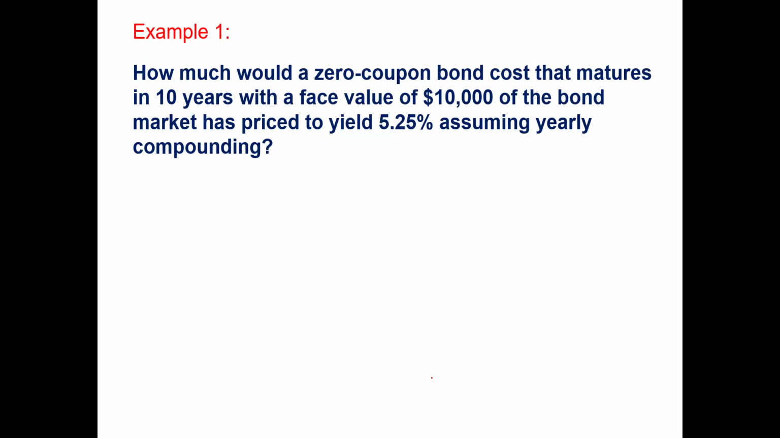Now let's take a look at this example here. As I mentioned, we are using the compound interest formula, A equals P times (1 + r/n) to the power nt. We are using this to find the present value of this bond price. So we're looking for P, right?